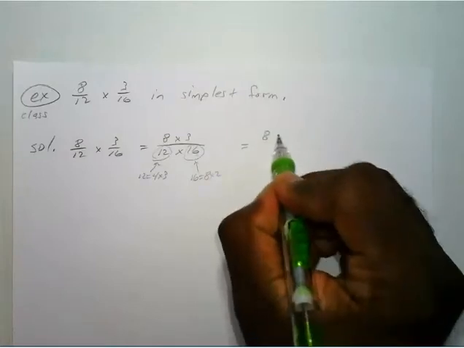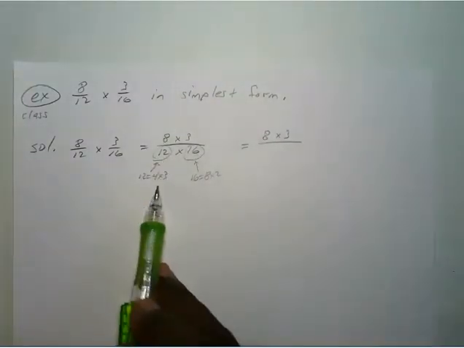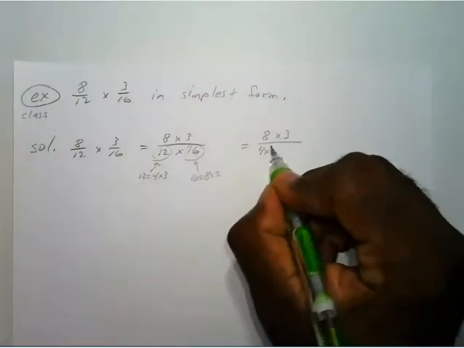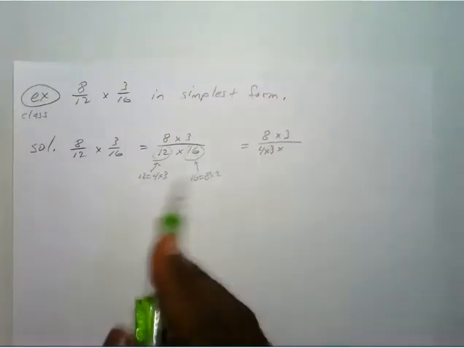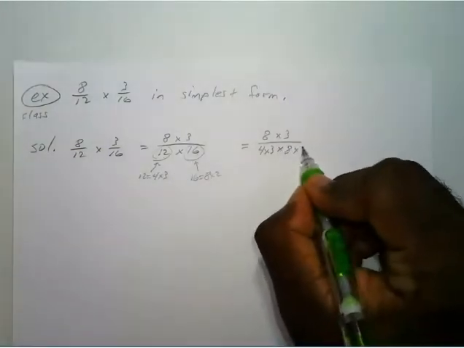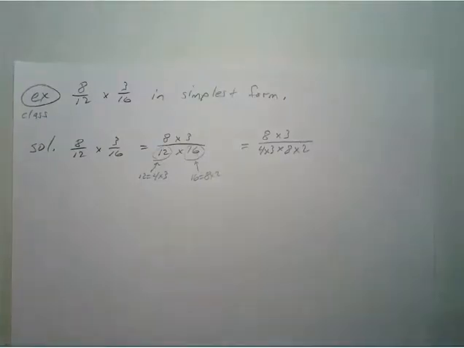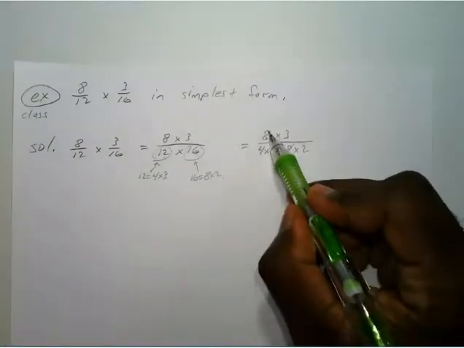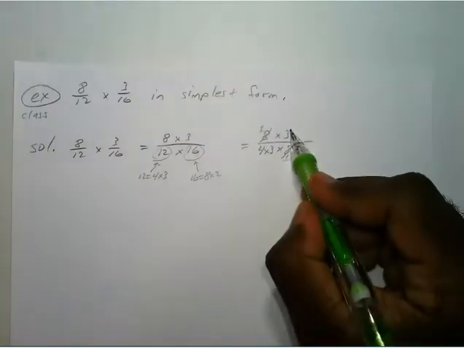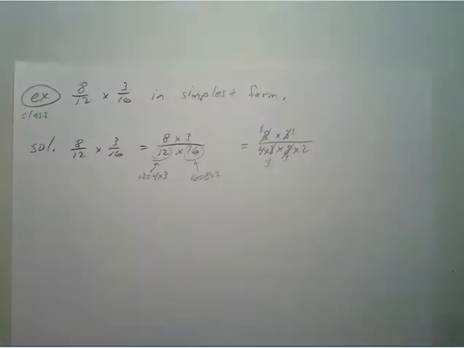Okay, so we have 8 times 3 over 12, but instead of 12, we're going to do 4 times 3. 4 times 3 times, and instead of 16, we're going to put 8 times 2. And this is where the things start to cancel out. We have the 8 in the denominator and the 8 in the numerator. They cancel each other out and become 1. We have a 3 in the numerator and a 3 in the denominator. They cancel out and become 1.